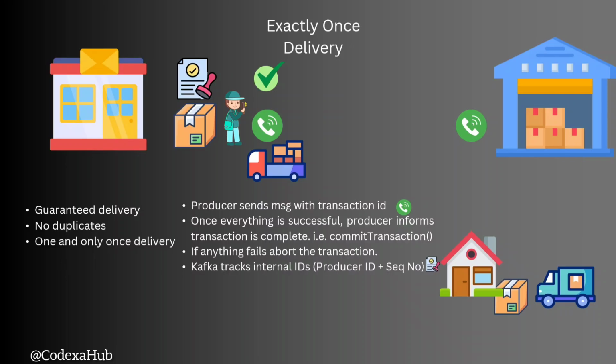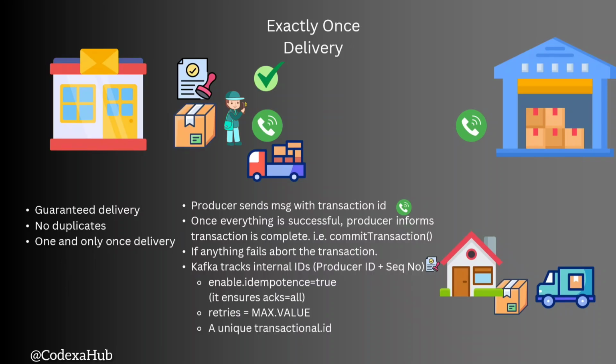Kafka broker tracks internal IDs like producer ID and sequence number, which enables idempotency. For this, producer has to set enable.idempotence property to true, which ensures acknowledgement levels are set to all. Producer retries to maximum number of times. As explained earlier, it also has a unique transactional ID. In simple terms, exactly once delivery means your message will be delivered one and only one time.